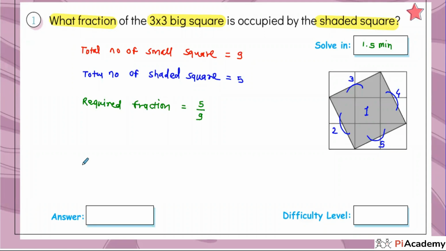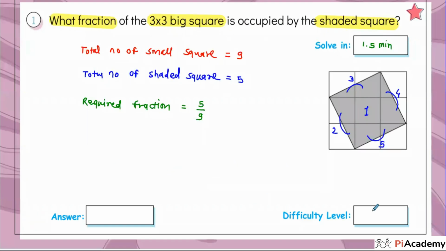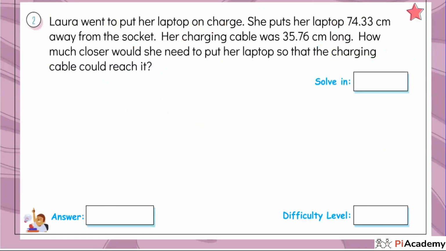Fantastic, everyone. I can see most of you have done this question correctly. So let's move to the next question. See, the difficulty level of this question is easy, okay? This question is easy, and the answer of this question is 5 over 9. Let's move on to the next question.